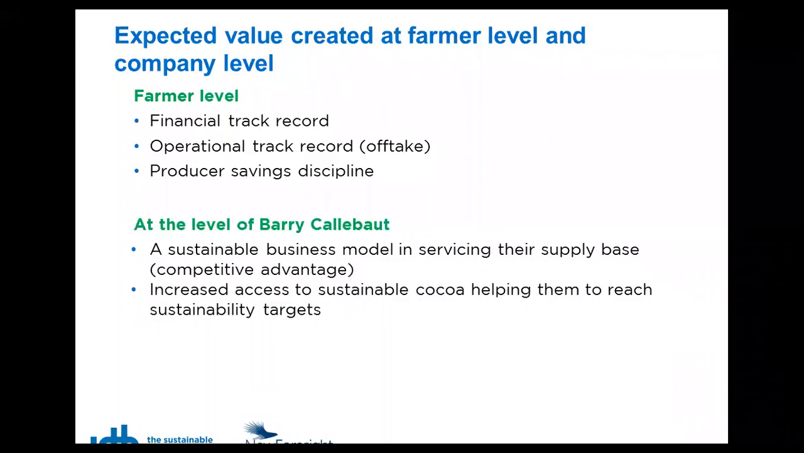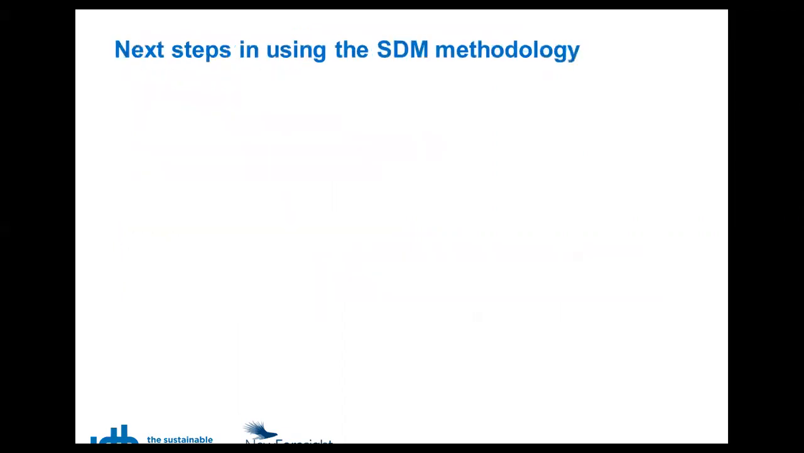At the level of Barry Callebaut, there's clearly a comparative advantage for them in this kind of service delivery to suppliers. Ira spoke about adoption and loyalty earlier. This increases their attractiveness to these farmers. And on top of that, very importantly, it's a project which is or will become financially sustainable for them, and therefore significantly more scalable, i.e. the actual service delivery also makes financial sense over the medium term. And then, of course, the big plus for them is the increased access to sustainable cocoa.